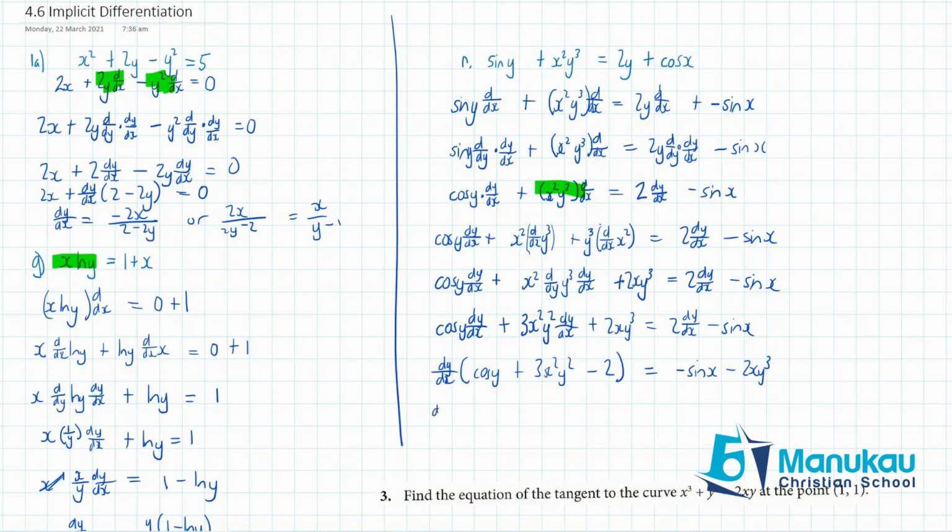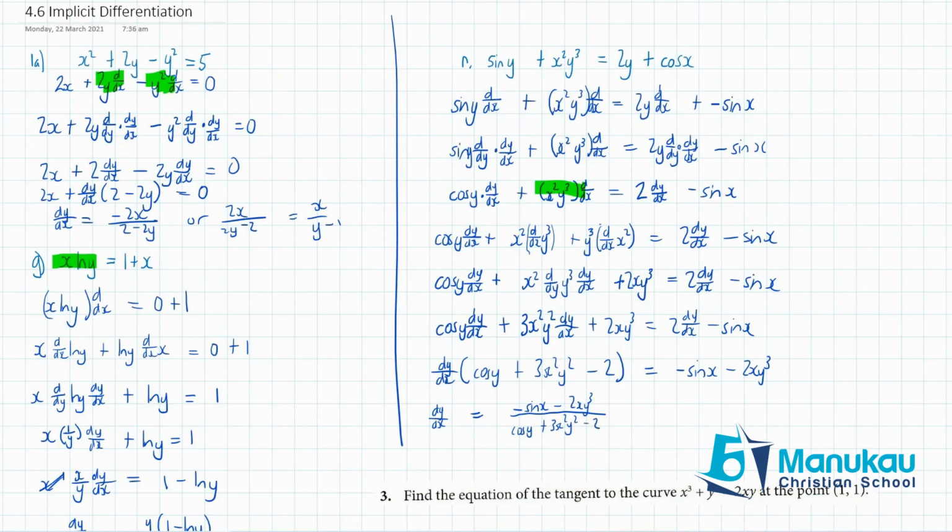Now, if you need to, pause the video at that point and see what I've done. I think I've done it correctly. I've just pulled all of the dy/dx terms across, factorized them out, pulled all the other terms across to the other side. Then it should be as simple as minus sine x minus 2xy cubed all over cosine y plus 3x squared y squared minus 2.